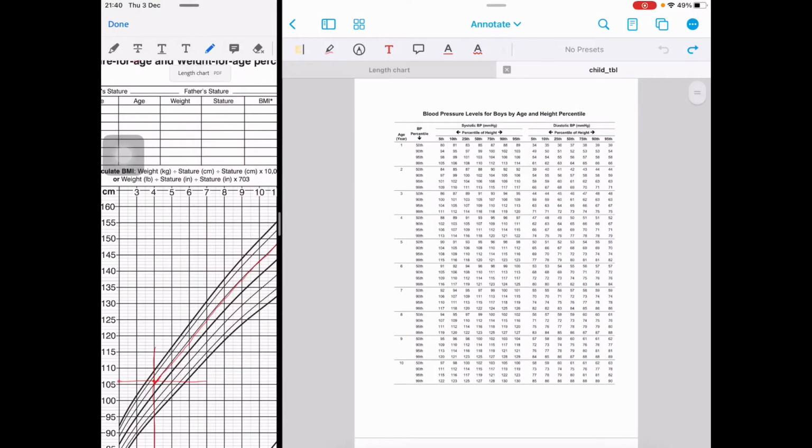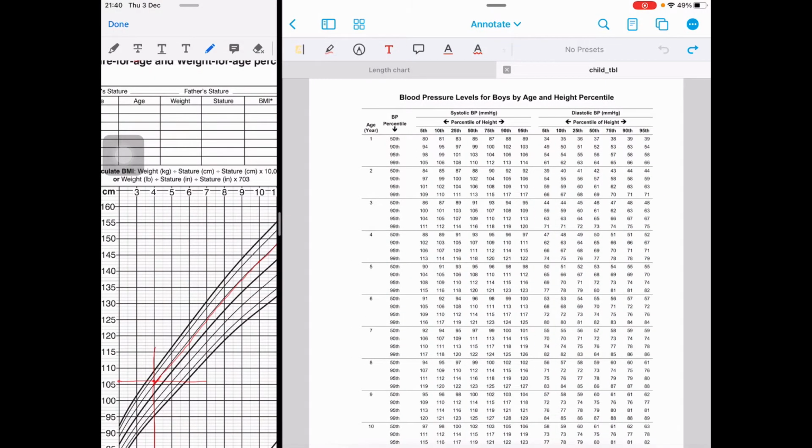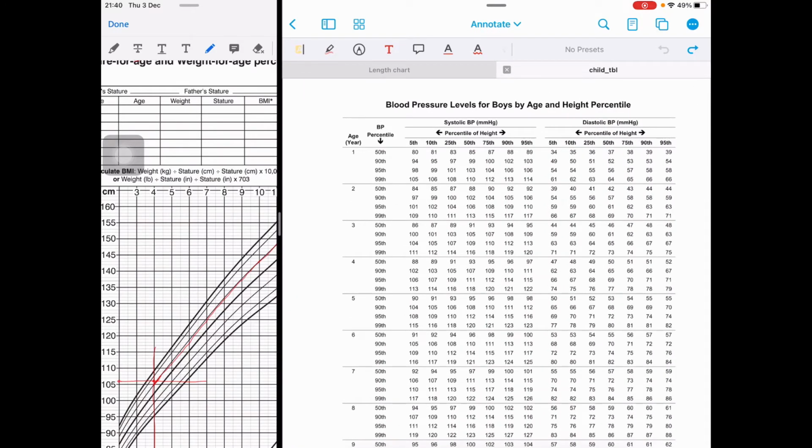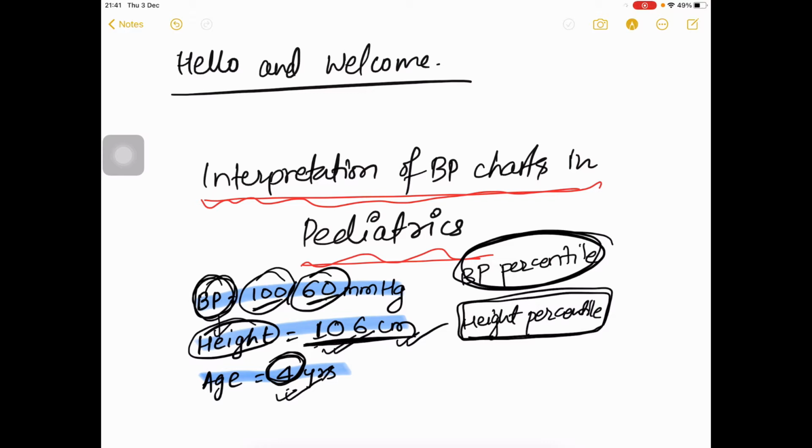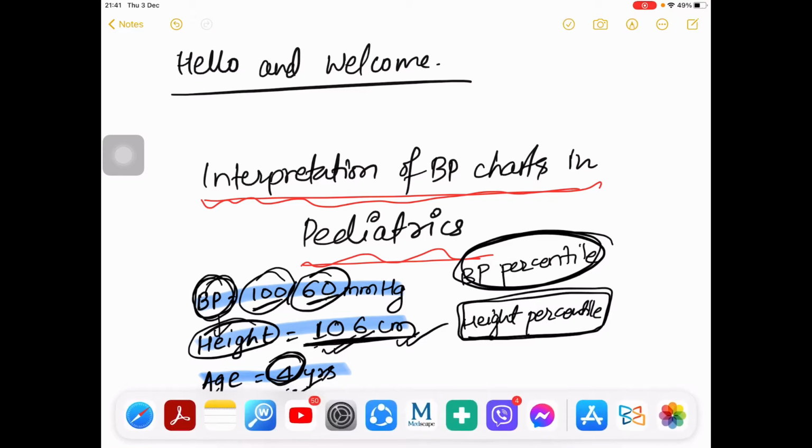So now we come to this blood pressure percentile. In the blood pressure percentile, here are few things that you need to know. Here is the year. So our child is 4 years of age, so we will deal with this column, and the height percentile is, so as you can see here, this is the percentile of height, this is diastolic blood pressure, and this is the systolic blood pressure, and the height percentile is 75. So we'll mark it here. And what was our blood pressure? It was 100 systolic and 60 diastolic.